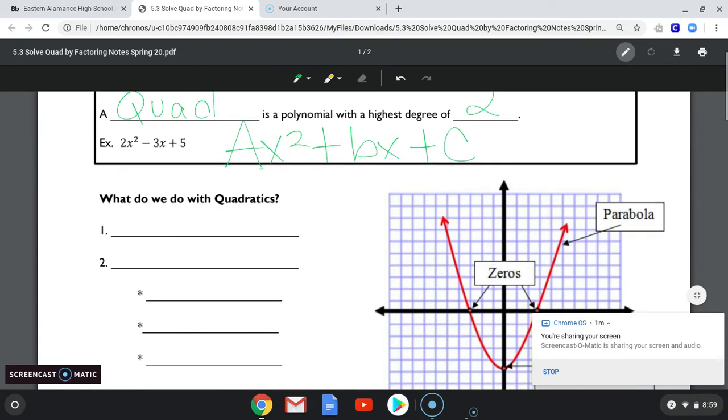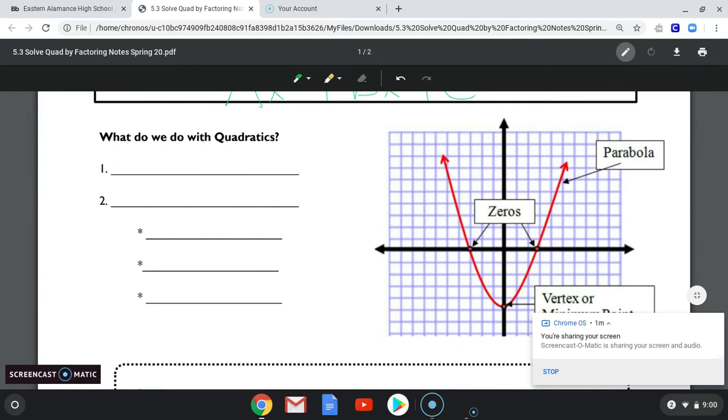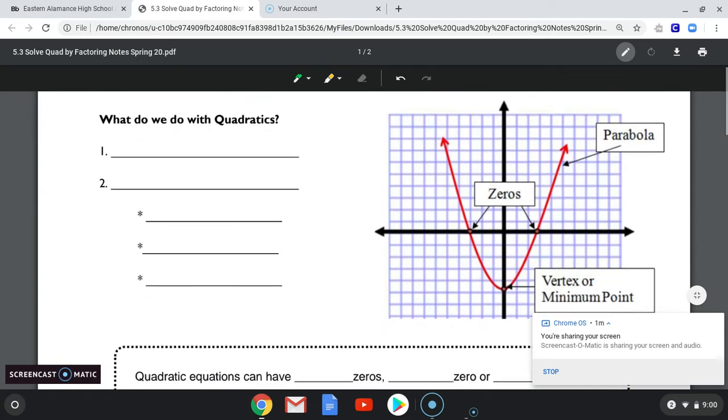All right, so when we're talking about a quadratic and we graph a quadratic, this is the picture that you're used to seeing. Now, whenever you graph a quadratic, you know that it's going to give you a graph called a parabola. Parabolas can open up or they can open down. So you're probably thinking, what do we do with these quadratics? Well, the first thing we can do with these quadratics is we can graph those. We'll be doing that a little later on next week.